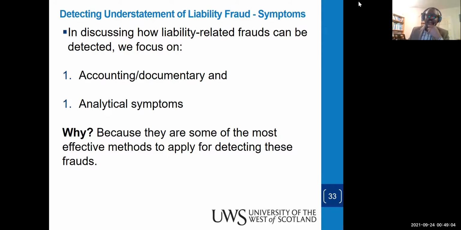Now, in discussing how liability-related frauds can be detected, we need to focus on two things: the accounting or documentary evidence, and then the analytical symptoms. So we'll be looking more at analytical symptoms. Okay. Why are we doing this? Because they are some of the most effective methods to detect fraud. So take the financial statement, look at the accounting documentary evidence, including the non-financial disclosures. Okay. And then try to conduct some analysis and see if you could get some analytical symptoms popping up.